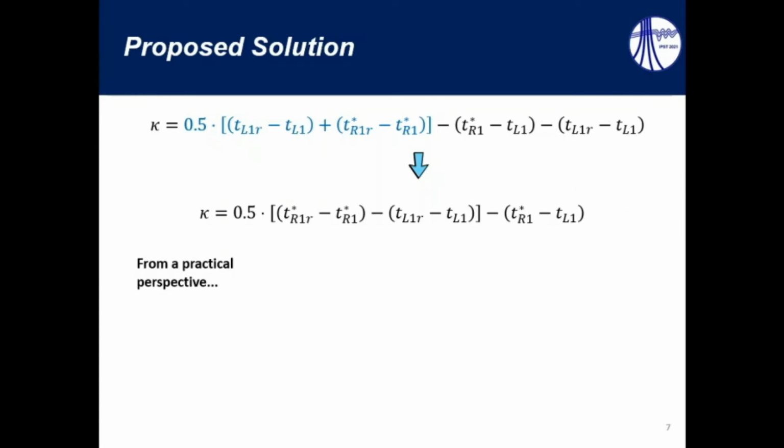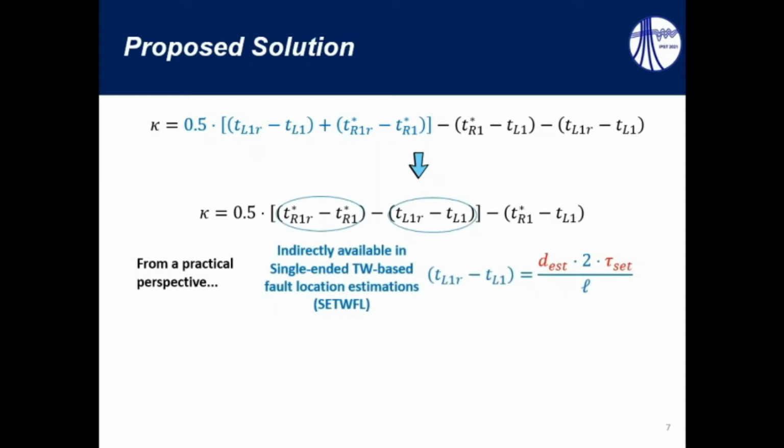And if we consider a practical perspective, we must know that these time differences are indirectly available in single-ended traveling wave-based fault location estimation. Indeed, even if a wrong tau setting is used, a wrong fault distance estimation will be obtained, but these errors will be cancelled in this term at the right side here, in such a way that the time difference of interest will be accurately determined.